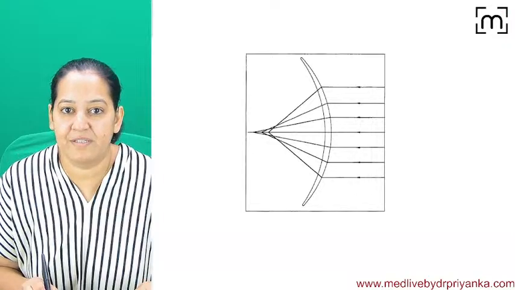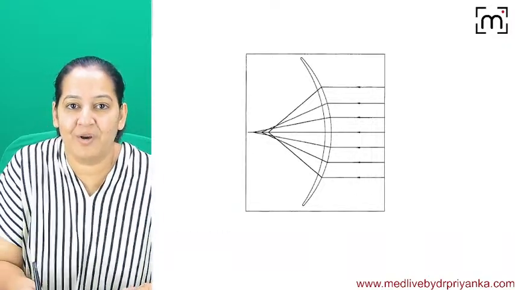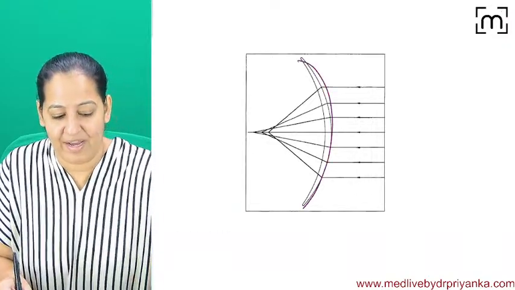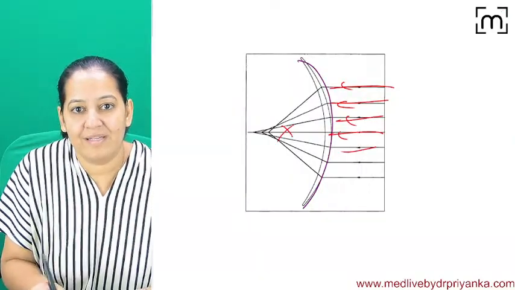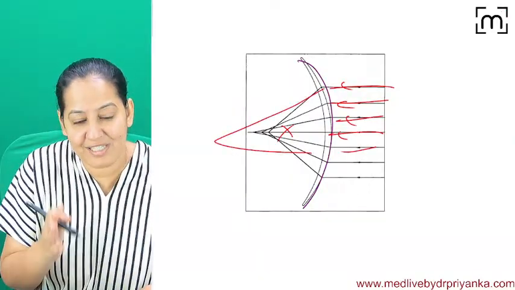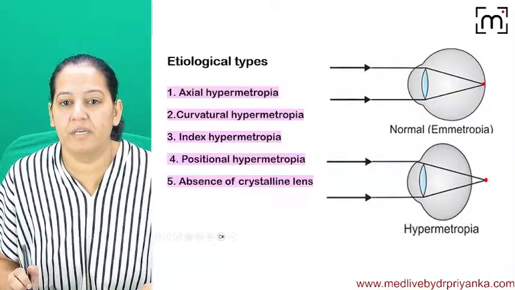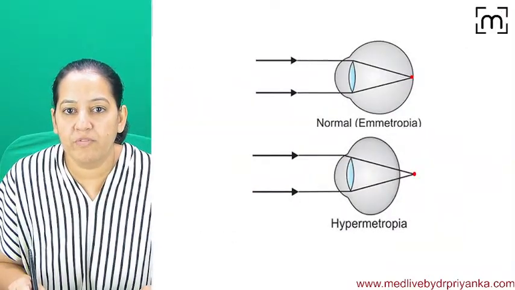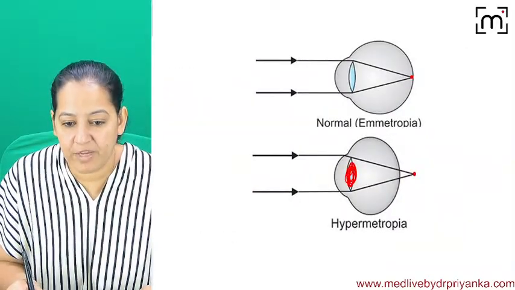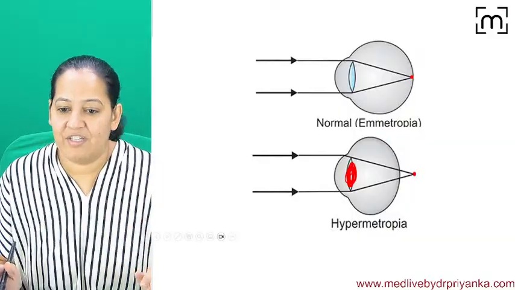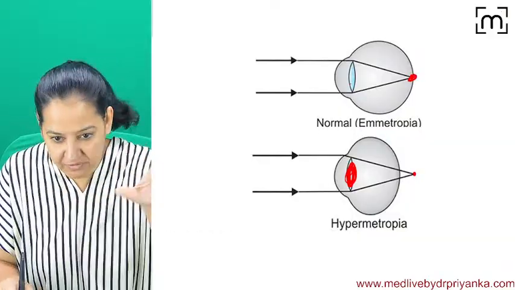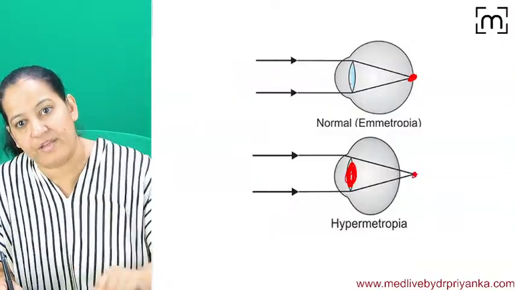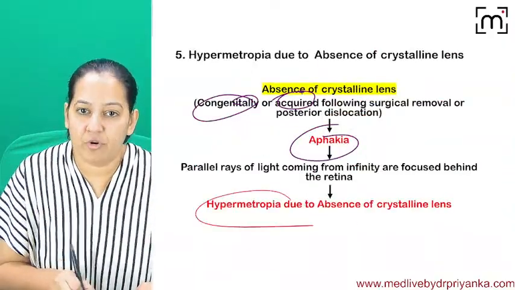So if the lens is absent, imagine there is no lens. You can appreciate the cornea is there. This is the cornea. So parallel rays are coming from this direction, but there is no lens. So the convergence is beyond. Forgot to remove the lens here, I want to remove the lens over here. If there is no lens, imagine. So here the lens is there, so convergence is on the retina. Imagine if there is no lens, so convergence is beyond the retina. So it is known as hypermetropia due to absence of lens.